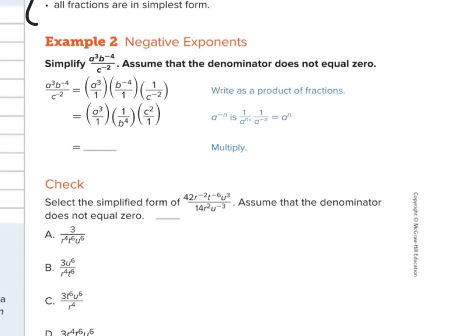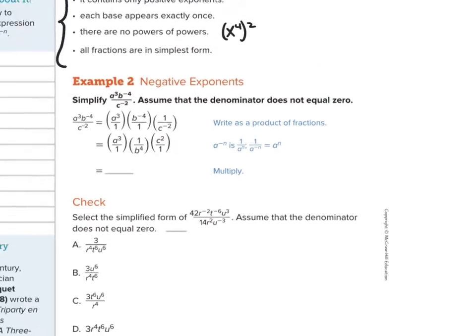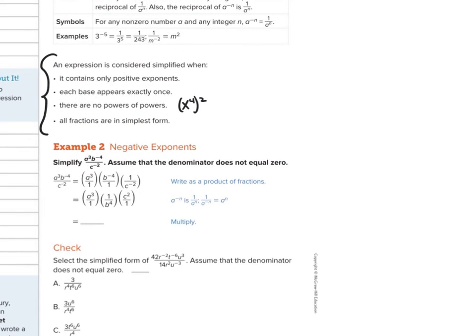Okay, negative exponents. So I think these are the toughest, maybe. So I'm going to have you write some notes here. Do you guys have some space?